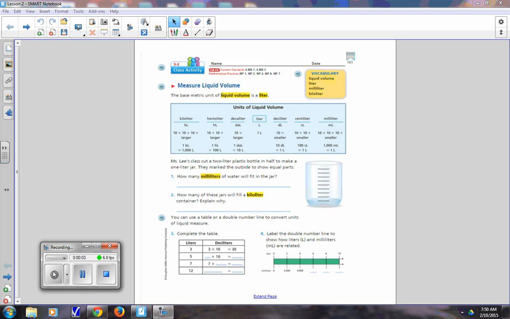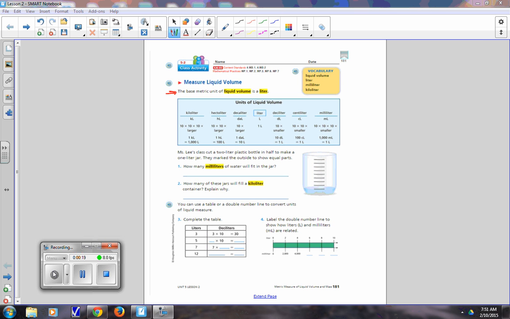Okay, so drawing on what we knew and what we learned yesterday with distance and length with the metric system, tonight we're going to talk about measuring liquid volume. If you see right here on our definition, the base metric unit of liquid volume is a liter. Just like distance was a meter, the liquid is a liter.